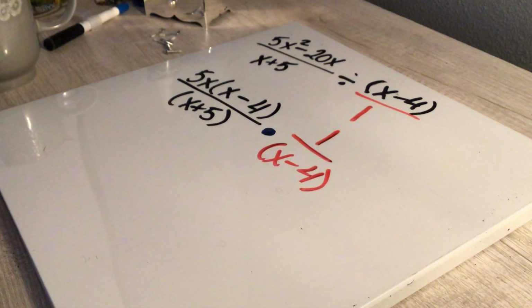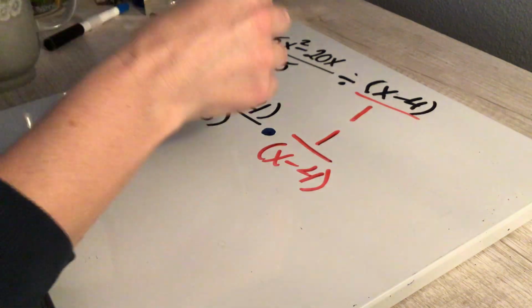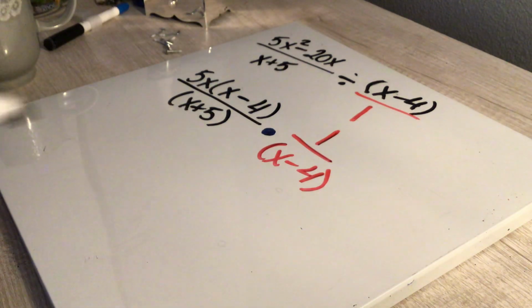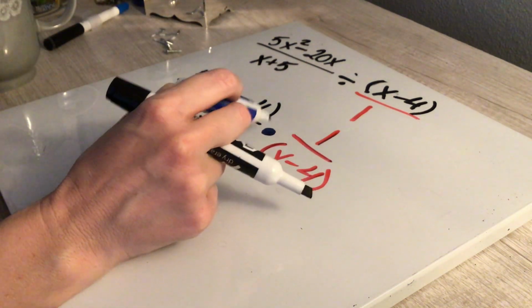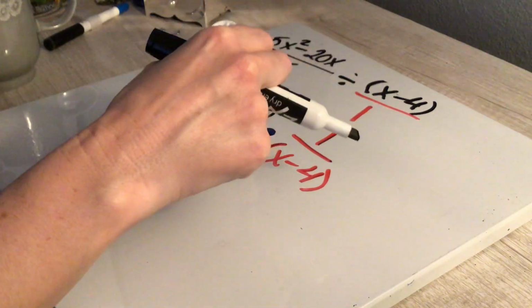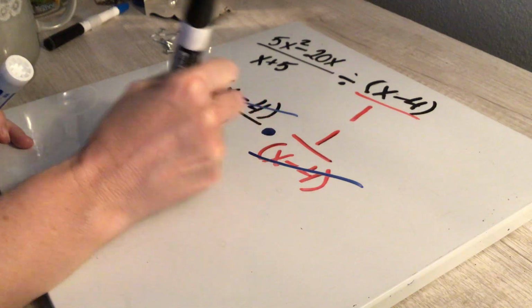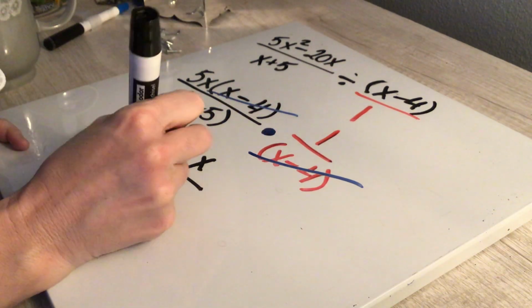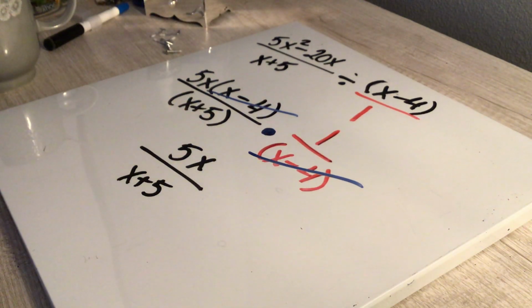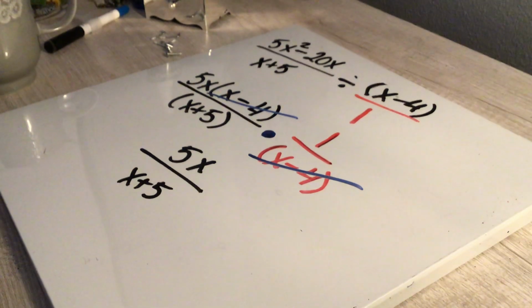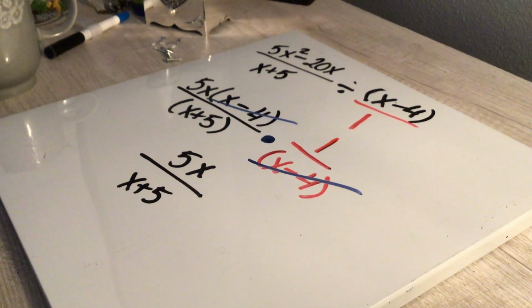Okay? Then as we see, there's an x minus 4 in both the numerator and the denominator now that it's multiplication. So we can cancel them out. And we get 5x times 1 over x plus 5 times 1. So 5x over x plus 5. Okay, so multiplying and dividing rational expressions.